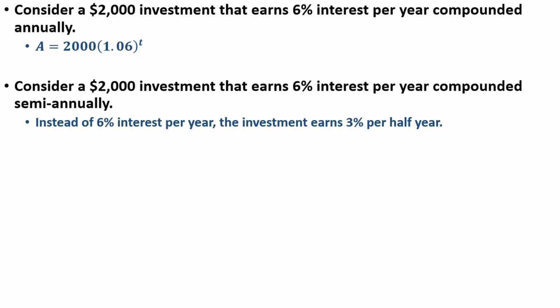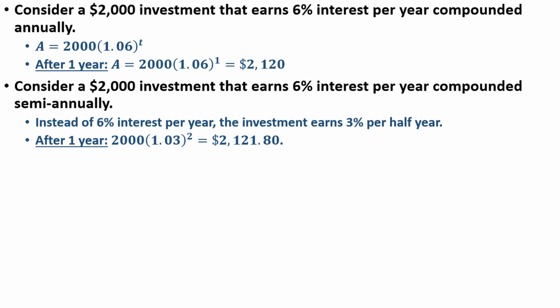Take our same example. 6% annually compounded interest on a $2,000 account after 1 year would be worth 2,000 times 1.06 to the first power, which comes to $2,120. 6% semi-annually compounded interest on a $2,000 account after 1 year would calculate the interest twice, 3% at the half year and another 3% at the end of the whole year, leaving us with 2,000 times 1.03 to the second power, which equals $2,121.80. Slightly more than the annually compounded interest.